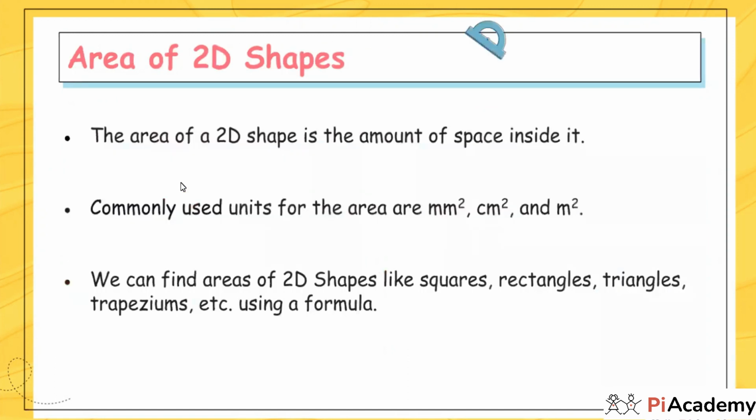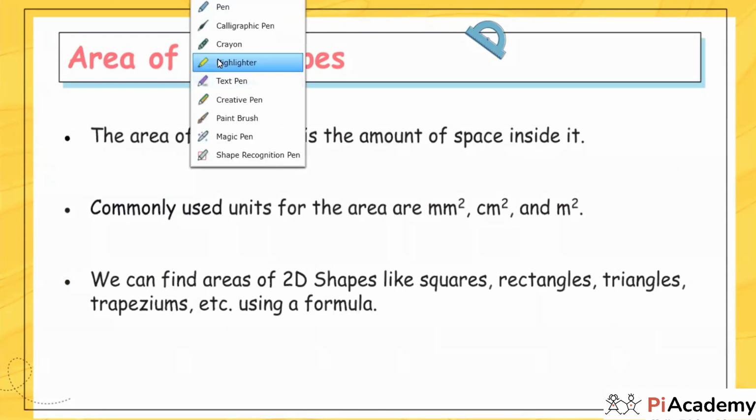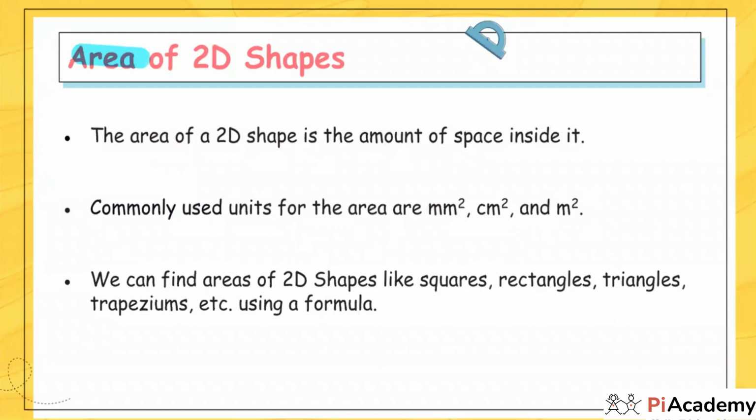Let's have area, okay? Now we are going to talk about area. Up to now we have completed the definition of 2D shapes, and we have completed how to calculate the perimeter and some formulas for shapes like squares, rectangles, and so on. Now it's time to move on to area, okay? First of all, we must know what is area. Area of a 2D shape is the amount of space inside it. So here you can see this is the definition, okay?